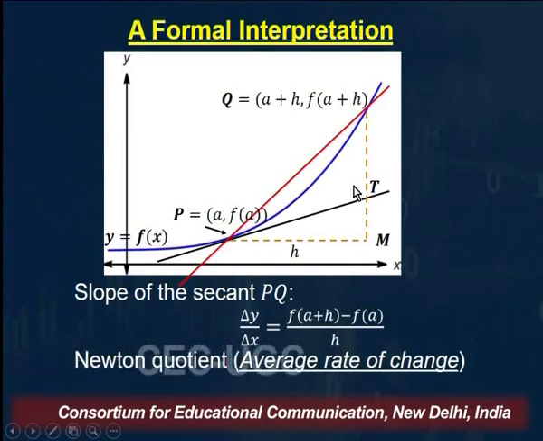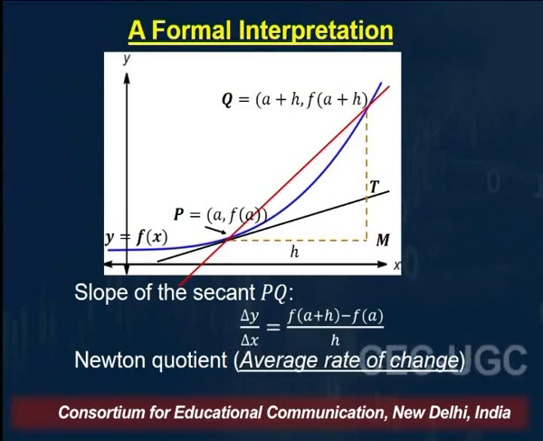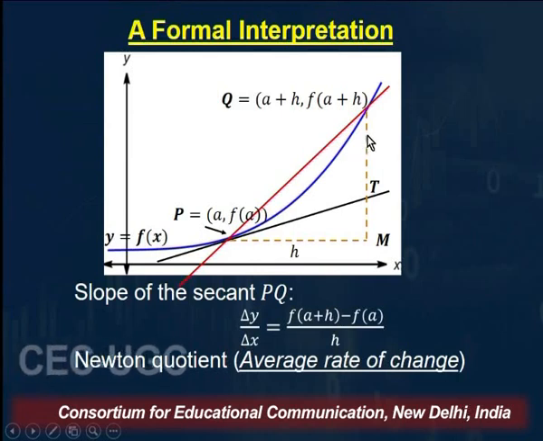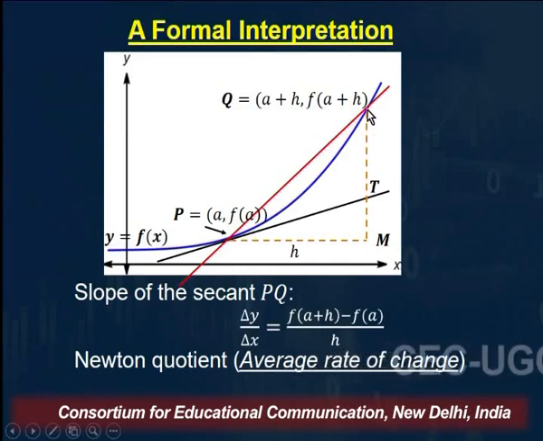Now the question is, what is the slope? Let's just back up a little bit. Let's first start with what is the slope of the secant PQ, okay, because that then leads to the tangent in the limit. So first of all, the slope of the secant PQ is again nothing but change in y upon change in x. Now, if you look at the change in y here, we have basically traversed the height f of a plus h minus f of a when we move from P to Q, right? And the change in x, the horizontal distance we've traversed, is h.